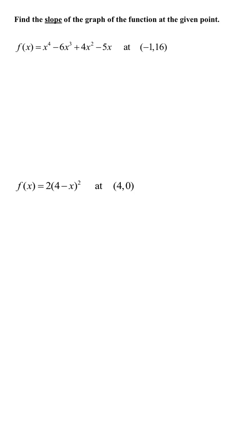Hey class, let's look at an example or two of finding the slope of the graph of the function at the given point. Basically with these, if you were to graph the function given, locate the coordinates of the point given, and skim the graph at that one spot, the slope of that line, which is called a tangent line, is what we're ultimately after.